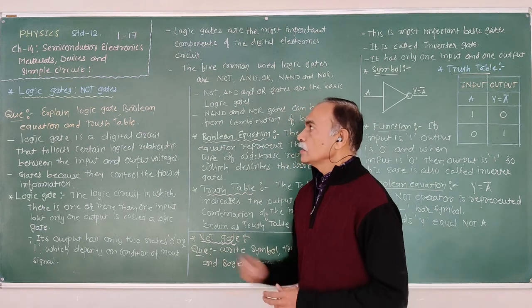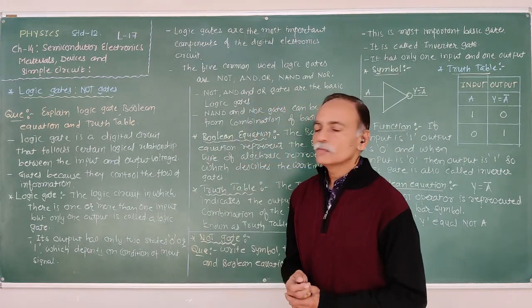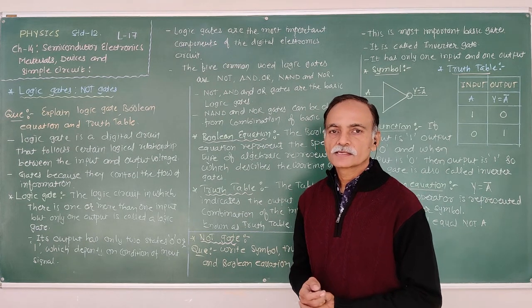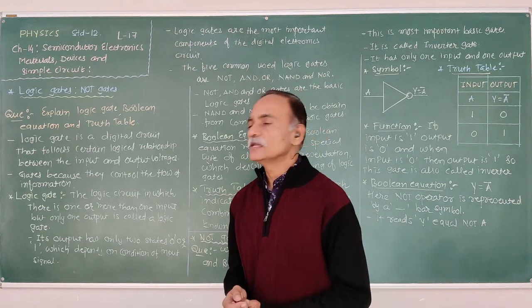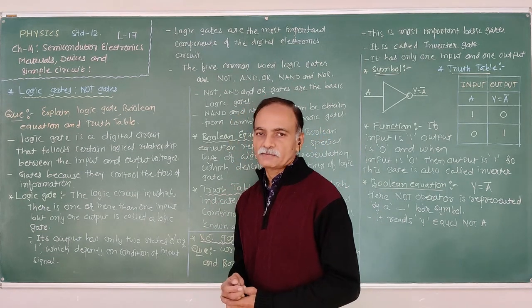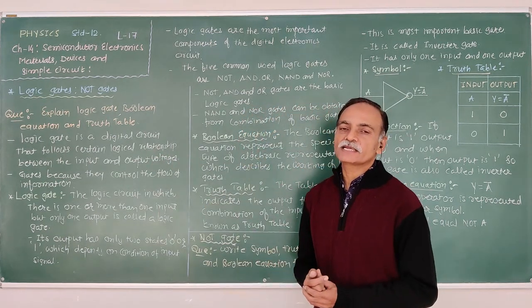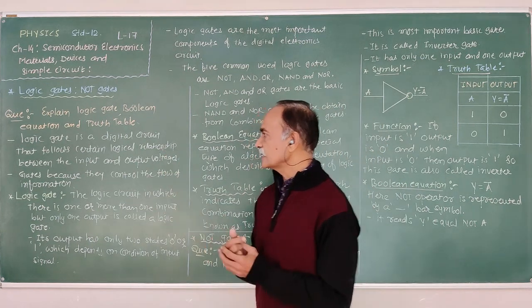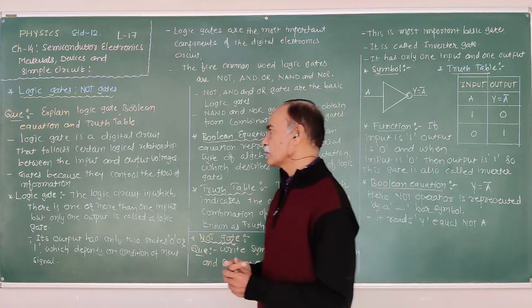Now, logic gates. Explain the logic gates. What is the Boolean equation and what is the truth table? That means we have to define the terms logic gates, Boolean equation and truth table. Now, a logic gate is a logical circuit or a digital circuit that follows a certain logical relationship between inputs and outputs.